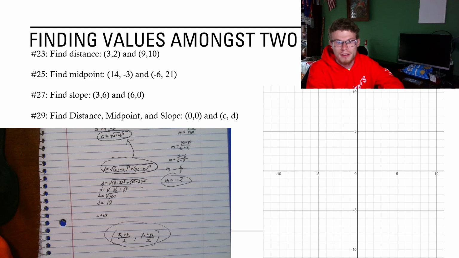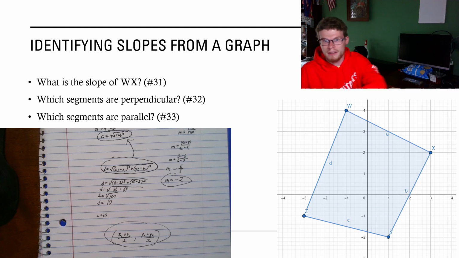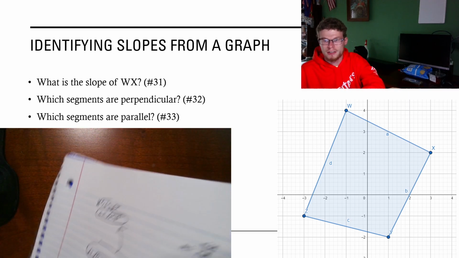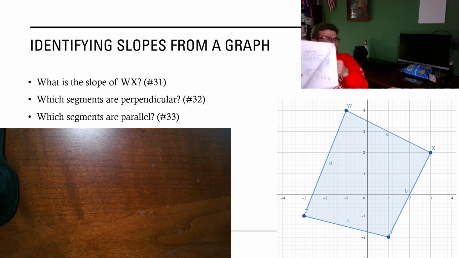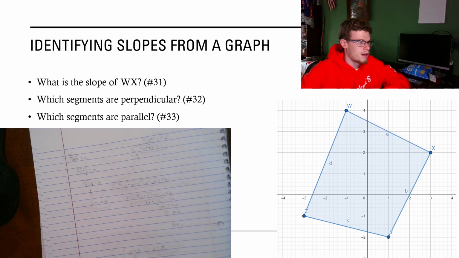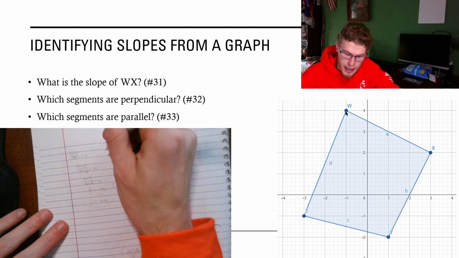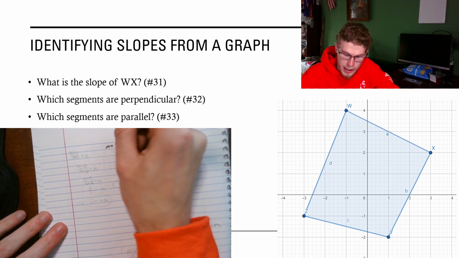So, let's move on to our next set here. Alright, so identifying slopes from a graph. If you're given a graph already, finding the slope, there can be several ways by which you do this, okay? Again, if you're finding the slope of WX, for example, this segment here, you could just count the rise over the run, right? Because m, or the slope, is rise over run.